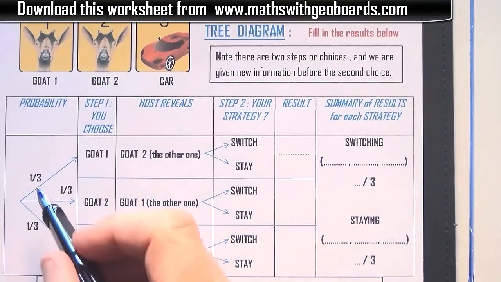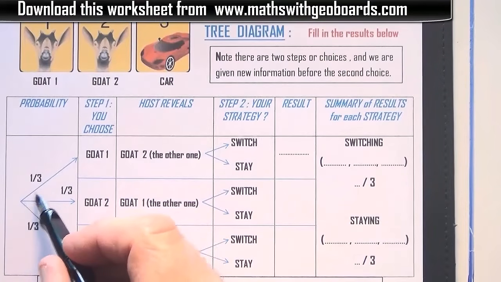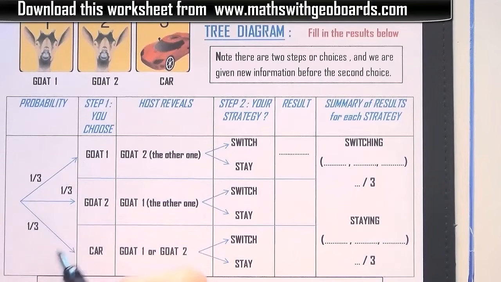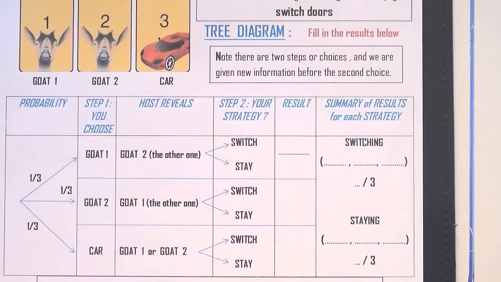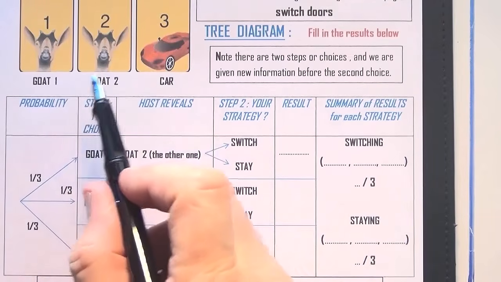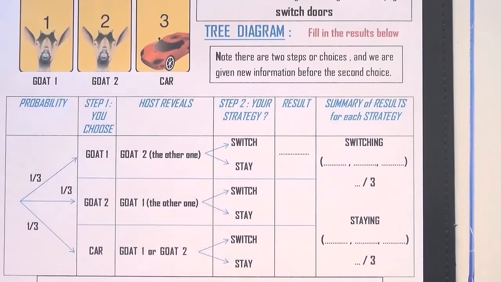At the beginning, each door has an equal chance, that is, 1/3. And we have 2 goats and a car behind the doors. It doesn't really matter which door they're behind. We'll go through each of the branches of the tree, looking at each different strategy. Switch or stay.